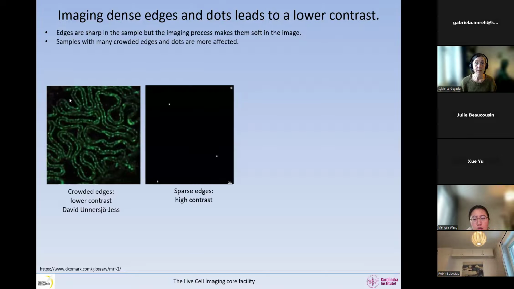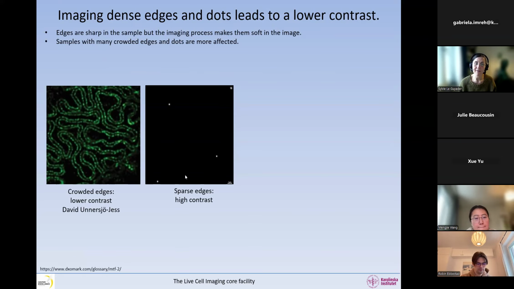And when the sample is crowded, when there are crowded edges and dots, so you can see in here, this is from David, one of his kidney images. And each of these lines has two edges, the beginning of the line and the end of the line, okay? So if we go across like this, we have 4 edges. So we have crowded edges here and we have a lower contrast.